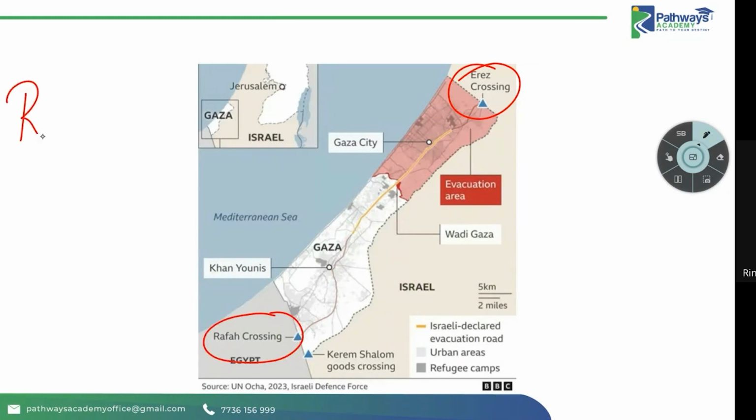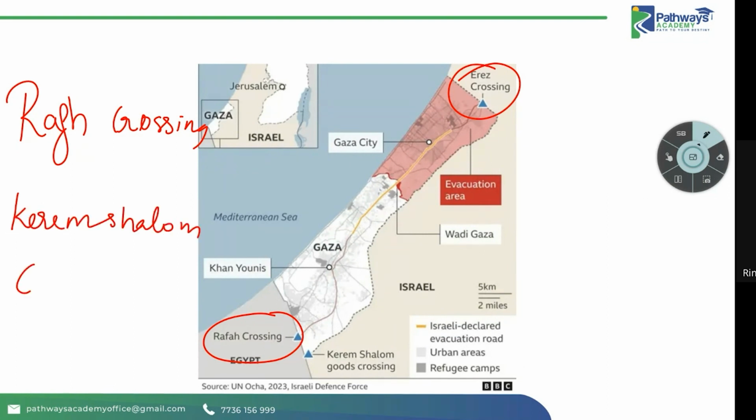So there are three crossings. First is Rafah crossing. Second one is Kerem Shalom. Next one is Erez crossing. These are the three crossings that come in Israel. The most important one is Rafah crossing. It is the only crossing that connects Gaza to Egypt.